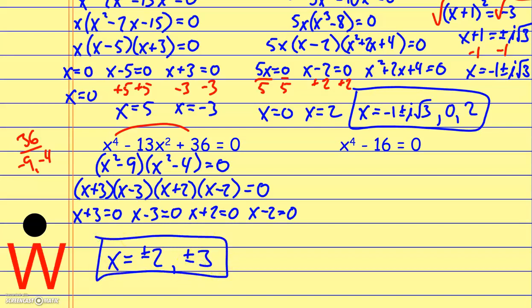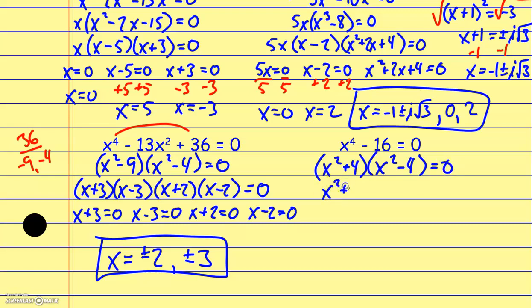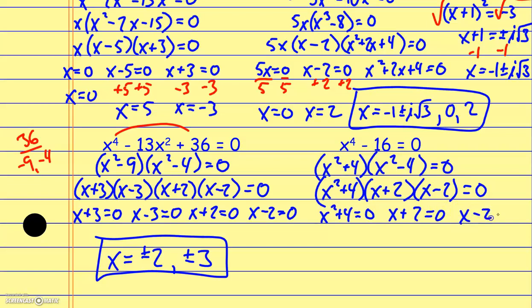All right. And if I take a look at the next one, this is a difference of squares, and it factors into x squared plus 4 and x squared minus 4. And then the x squared minus 4, that's also a difference of squares. So that factors into x plus 2 and x minus 2. Now I'm going to set each factor equal to 0. X squared plus 4 equals 0. X plus 2 equals 0. X minus 2 equals 0.